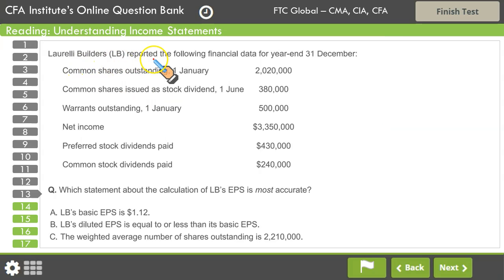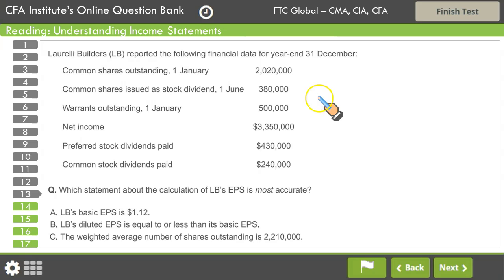Next. Laurel Builders reported the following financial data for the year ended 31st December. Common shares outstanding. Common shares issued as stock dividend on 1st June, 5 months after the first transaction. Then warrants outstanding 500,000, net income 3.35 million, preferred stock dividend paid 430,000, and common stock dividend paid 240. All right. Which statement about the calculation of LB's EPS is most accurate?